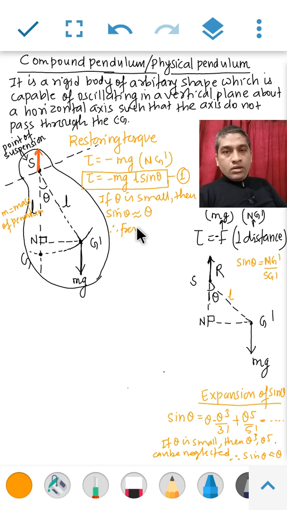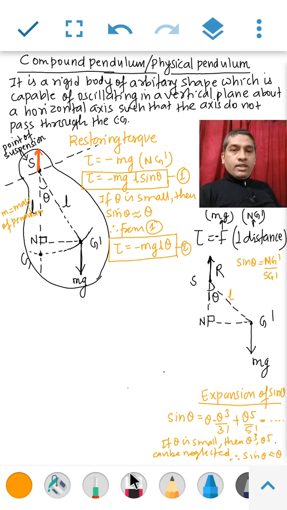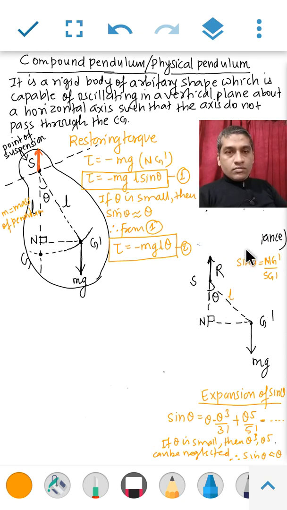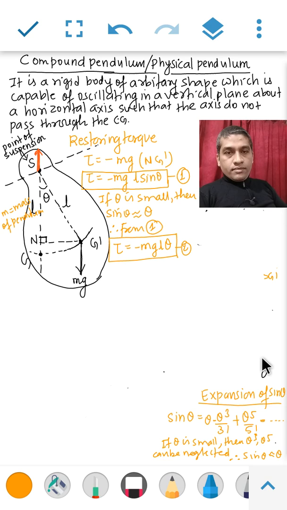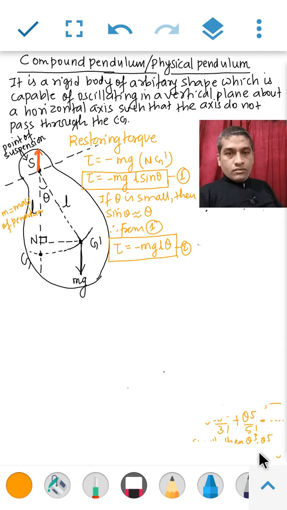Therefore from equation 1 we get torque tau equals minus mgL theta. So this is the restoring torque. Let us call this equation 2.